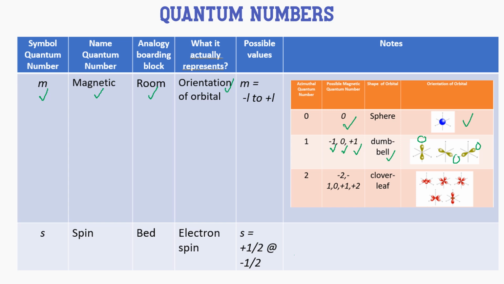Later we will look at a bigger diagram so that we can label the type of orbital. If l equals 2, we have the possible values negative 2, negative 1, 0, positive 1, positive 2, and here we will have 5 orientations, but all are considered cloverleaf. The last quantum number is the spin quantum number. In the analogy, we represent it with the bed, and basically it represents the electron spin, either clockwise or anti-clockwise, represented with the numbers positive half and negative half.